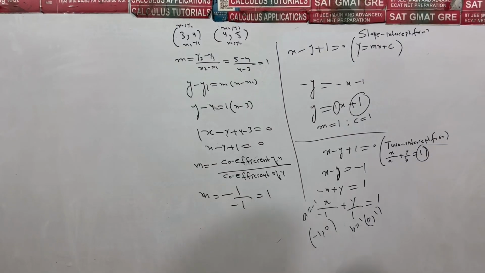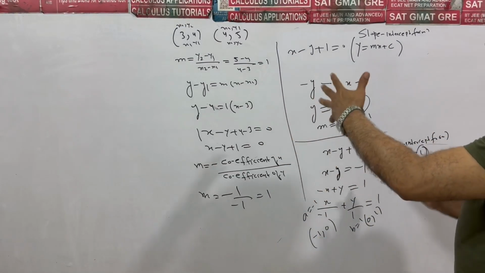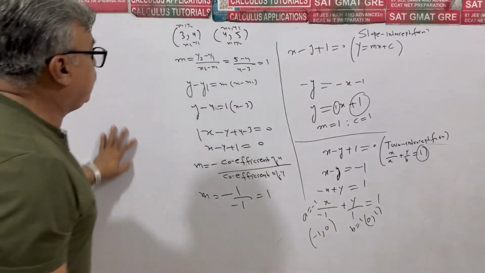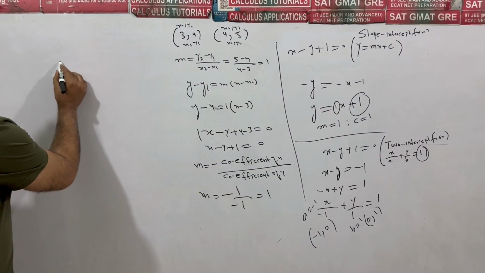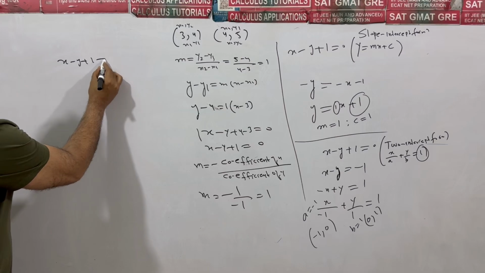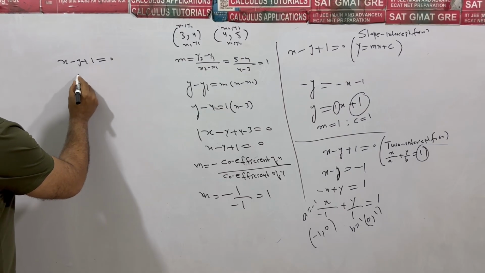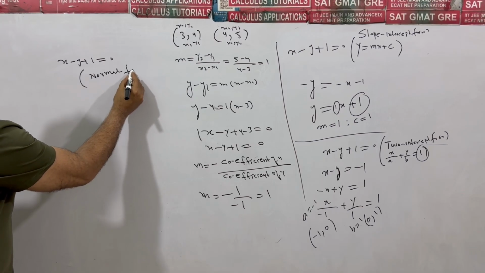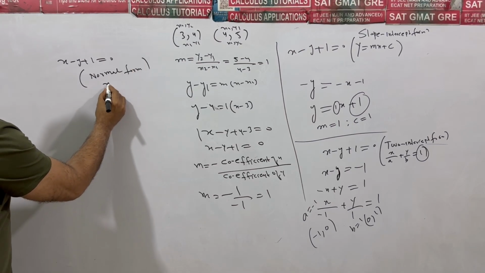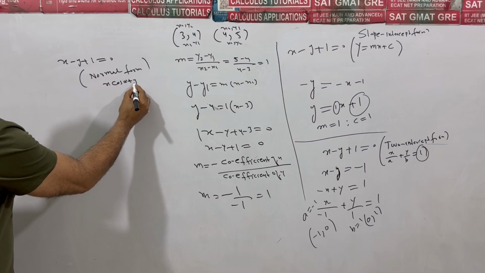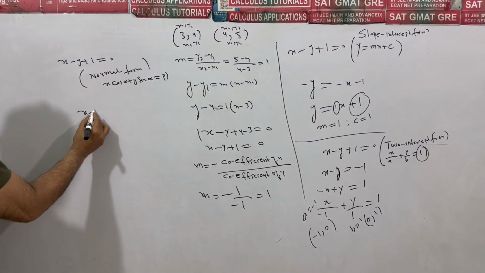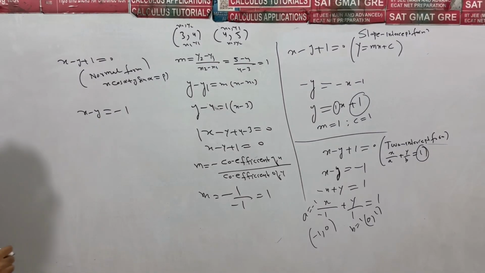Eventually, let me check where there is space, then I am going to write that thing there. Okay. Normal or perpendicular form? I have some space here. x minus y plus 1. I have to convert to normal form. Normal form, perpendicular form, is x cos alpha plus y sine alpha is equal to p. Okay, cool. x minus y is equal to minus 1.